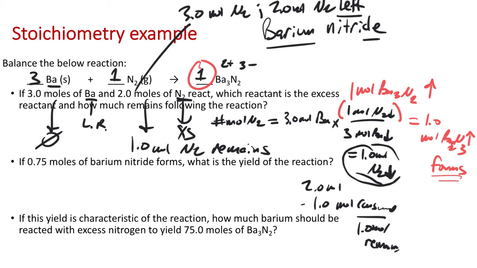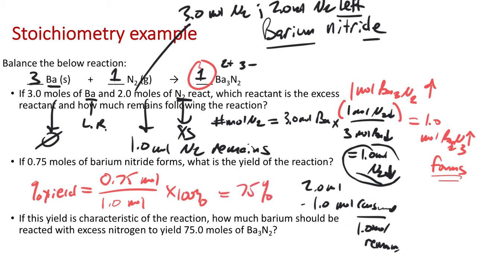And so then if we're asked, if only 0.75 moles of barium nitride forms, what's the yield of the reaction? I think you can very easily see with these numbers, it's pretty easy to calculate the yield, 75%, but our percent yield is just our actual yield divided by our theoretical yield, the maximum yield we were supposed to get according to the stoichiometry, times 100%. So we got 75% of the yield in this particular case from what we were supposed to get.